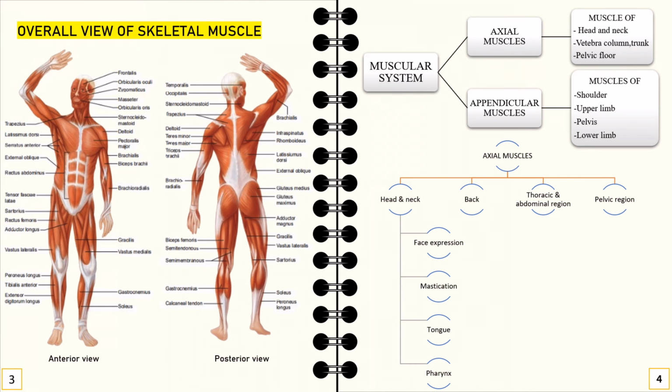So, the muscular system consists of axial muscle and appendicular muscle. First, we will explore the axial muscle, where it is divided into the muscles of head and neck, which consist of facial expression, mastication, tongue, pharynx, muscles of the back, muscles of the thoracic and abdominal region, and pelvic region.